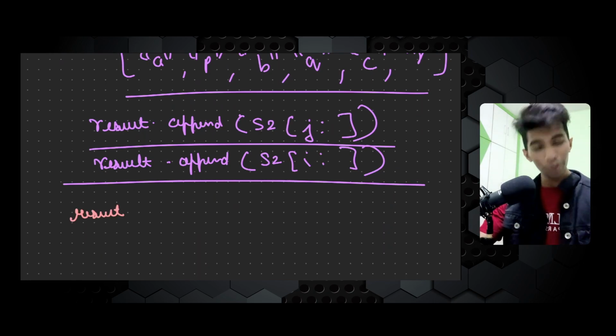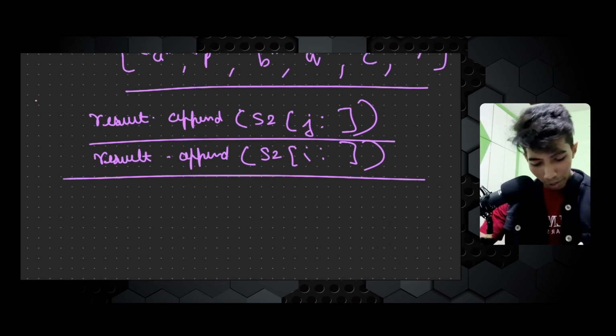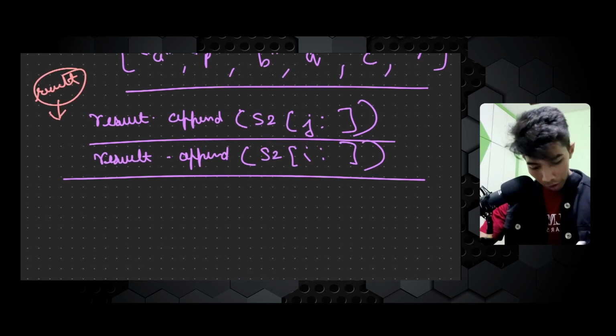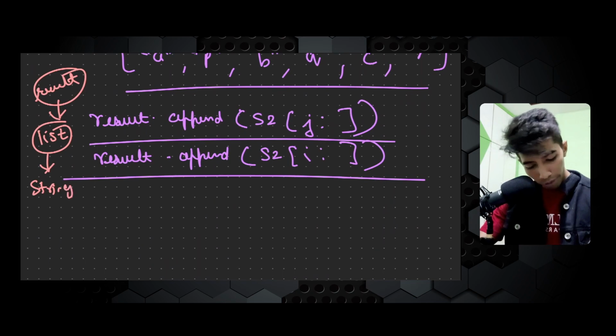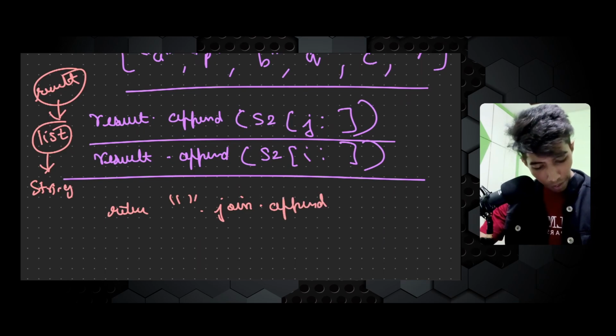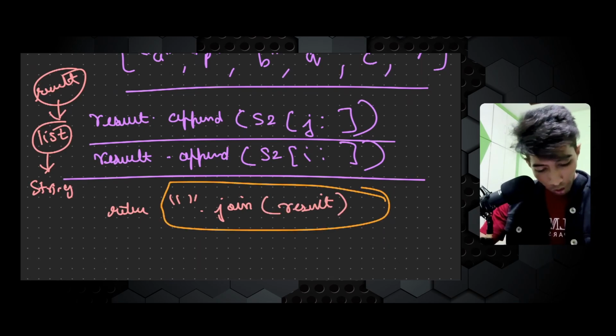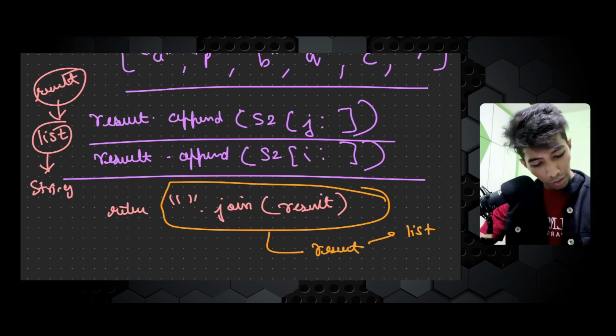But here what we will do? We will be converting this result, because right now my result is a list. So I will convert this list into a string. So how will we do it? We will be returning dot join, not append, I will just write that and pass result. This code will convert my result from list to string.